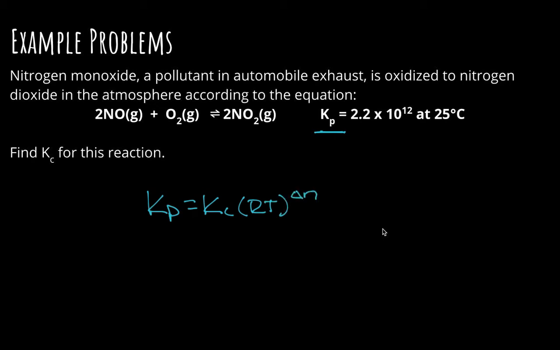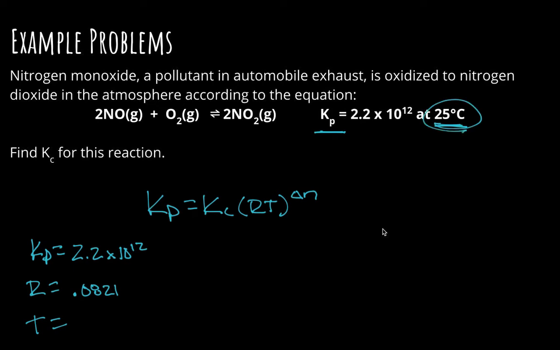I'm going to make a list of my variables off to the side here. Kc is what I'm trying to solve for. Kp is given: 2.2 times 10 to the 12th. Again, notice it has a temperature associated with it. For now, we're going to assume that the temperature stays constant. Later on, we'll talk about how to deal with it when the temperature changes. R is the ideal gas constant, 0.0821 liter atmosphere per mole K. Temperature has to be in Kelvin.